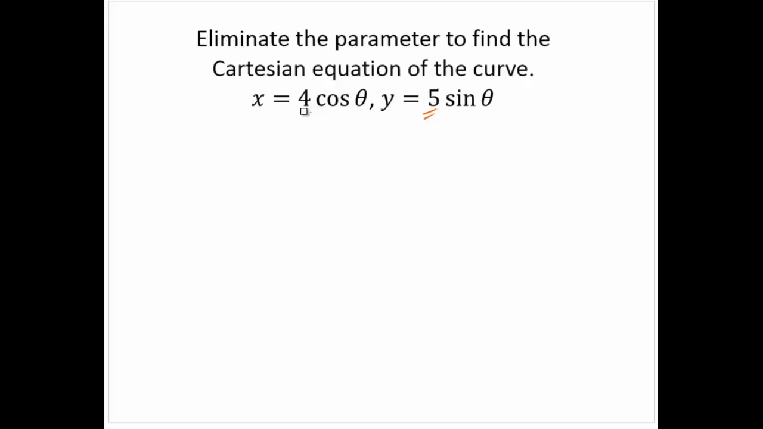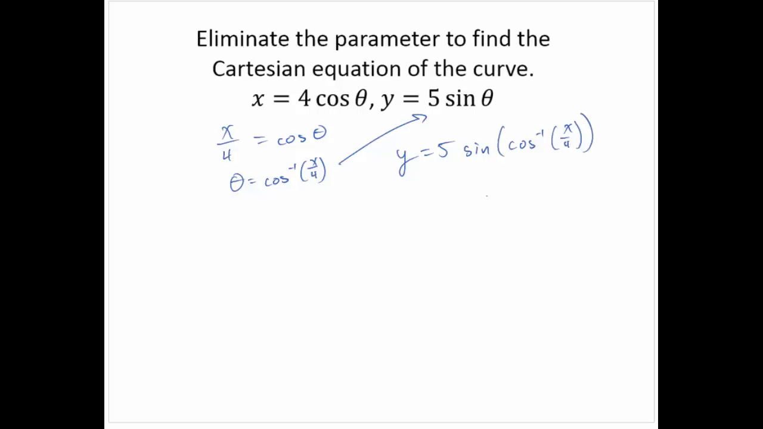All right, we're not going to focus on that right now. Instead, we just want to find the Cartesian equation of the curve. Well, we could use the approach we did last time and try to solve for the parameter. In this case, the parameter is theta. So I could say that x over 4 is cosine theta, and so then theta would be cosine inverse of x over 4. And then I can substitute that into the other equation. So then y would equal 5 sine of cosine inverse of x over 4.